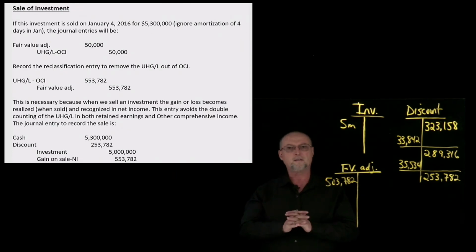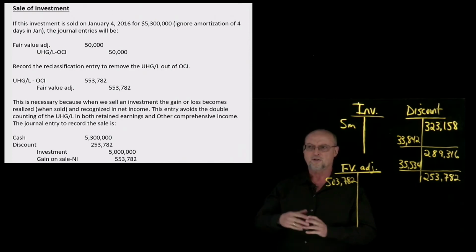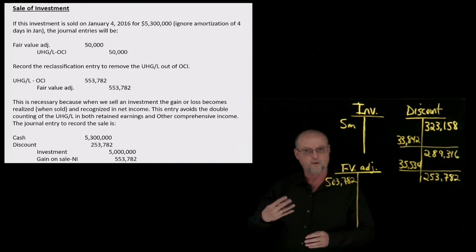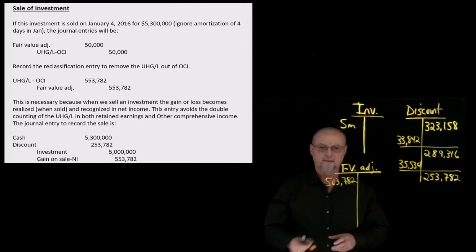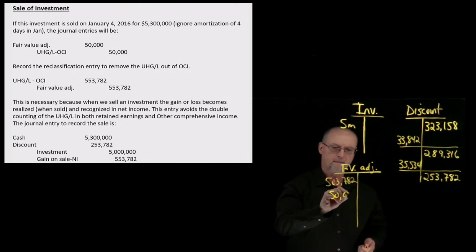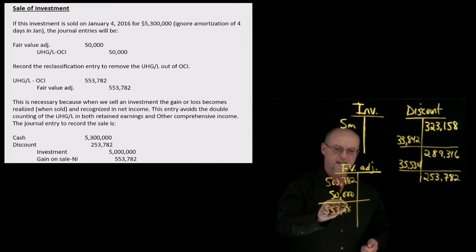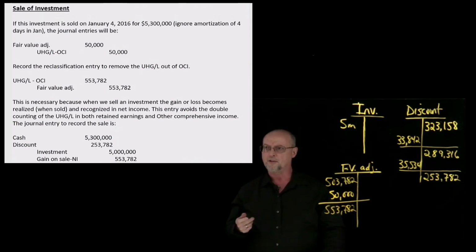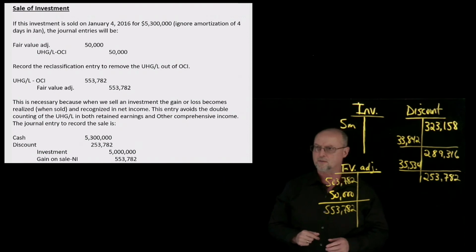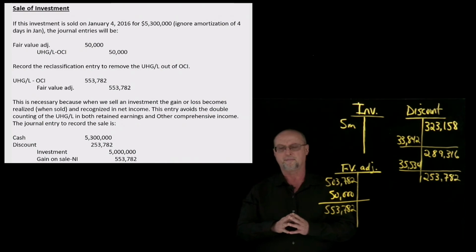Here's where things get a little bit unusual. So let's take a look. Again, 4 days into the new year, we sell for $5,300,000. So we had another $50,000 gain in that 4-day period. So I debit the fair value adjustment account, that would be $50,000, so this is $553,782. And I credit the unrealized holding gain, other comprehensive income, which I know the T account is not on the board here. So now, here's where you have to listen carefully.